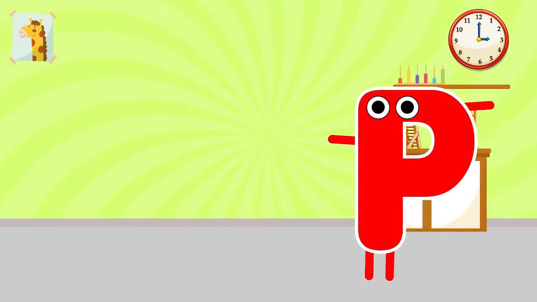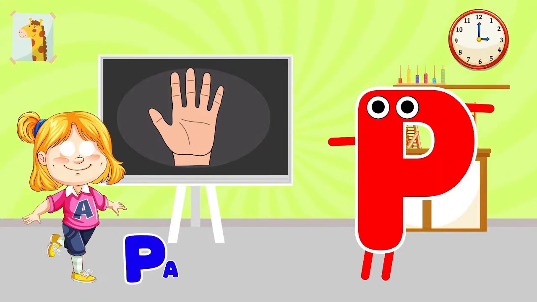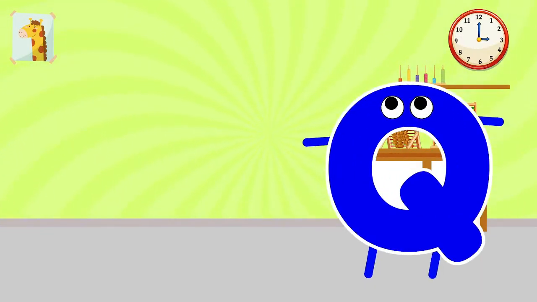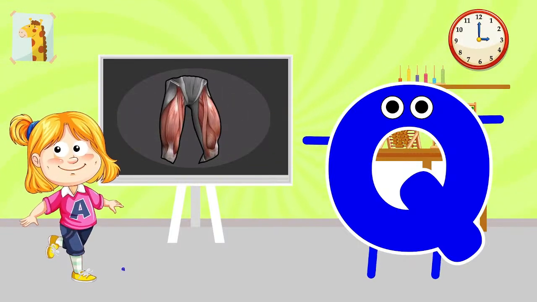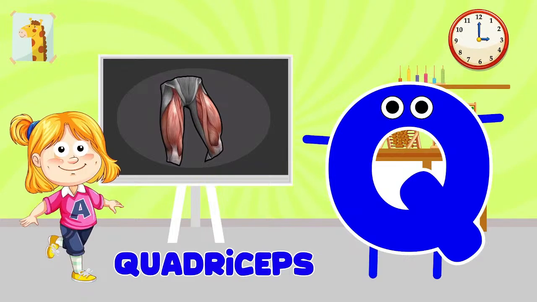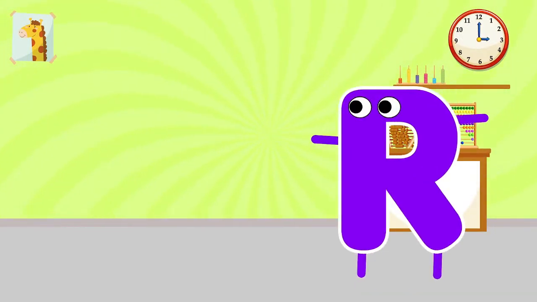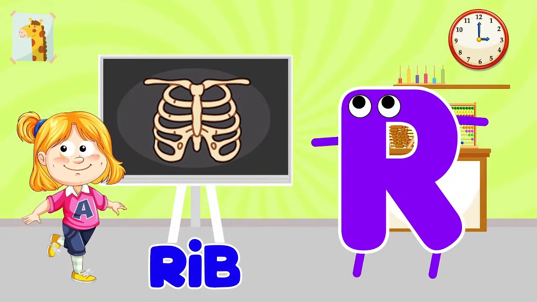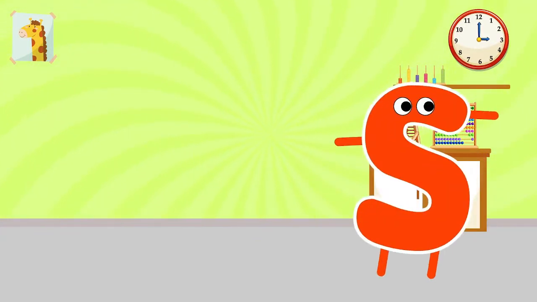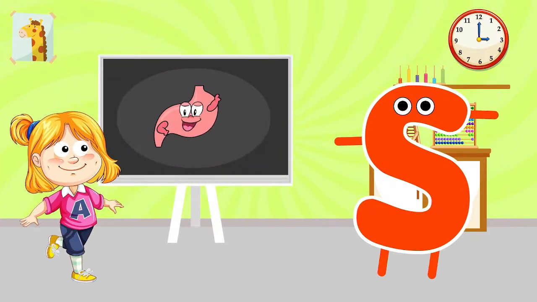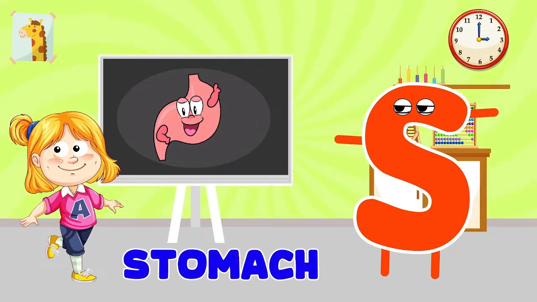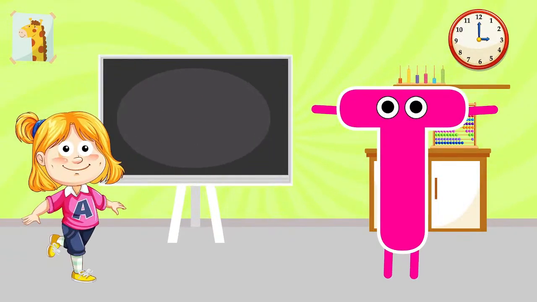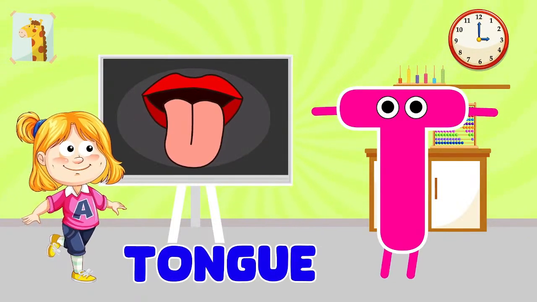P is for palm. Q is for quadricep. R is for rib. S is for stomach. T is for tongue.